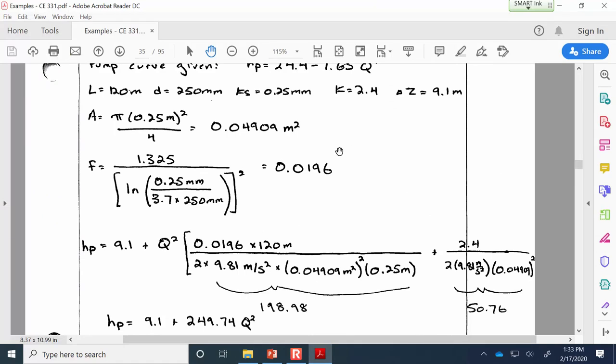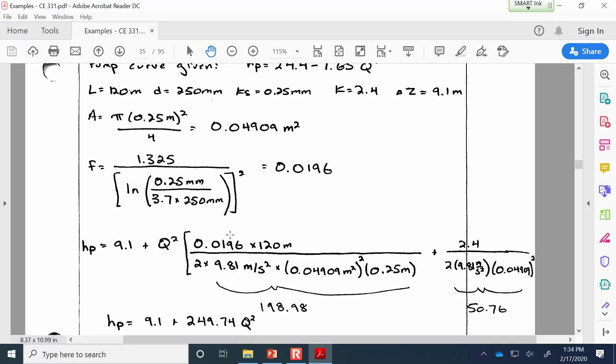Our original assumption was 0.0196. And so comparing 0.0196 to 0.01995, that's about 2% different. I mean, if it really counts down to the last hundredth of a cubic meter per second, then we may need to do this over again. And instead of using the 0.0196, substitute in the new better guess for F.